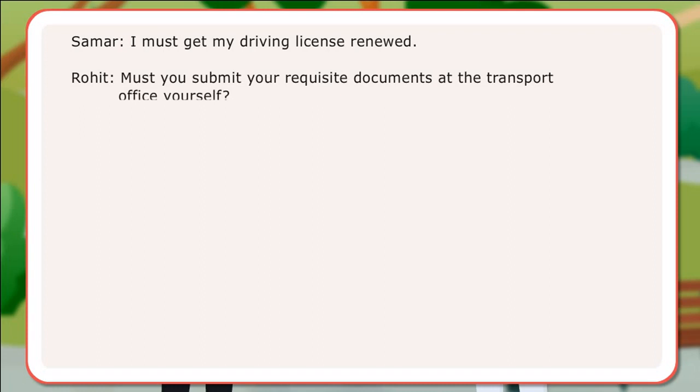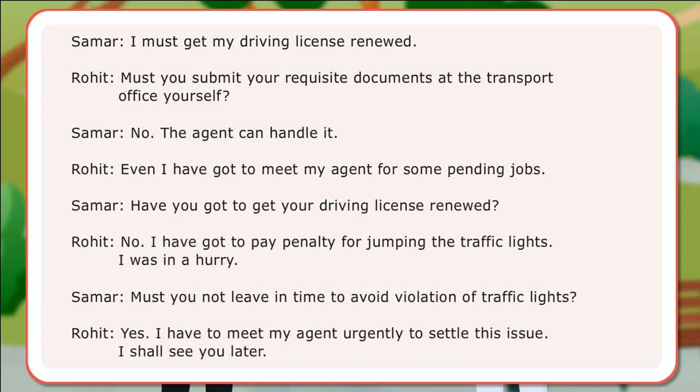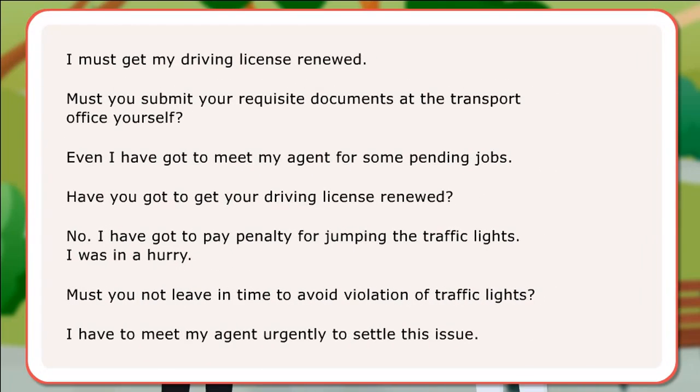The conversation between two friends uses modal verbs of necessity or obligation, must and have got to, in affirmative and interrogative forms. Here are some examples of sentences using must and have got to. I must get my driving license renewed. Must you submit your requisite documents at the transport office yourself? Even I have got to meet my agent for some pending jobs.